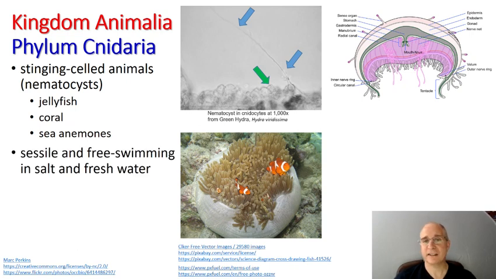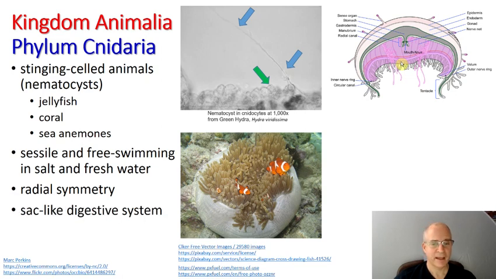Different cnidarians have different abilities to move. So once a sea anemone is an adult, it stays attached or sessile for the remainder of its life. The same with coral, so coral stay attached. Hydra and jellyfish are able to swim in their adult forms. So some of them move, some of them do not. They exhibit radial symmetry, like that picture I showed you a few slides back. And they have a sac-like digestive tract. And they are predators, and the coral are filter feeders.